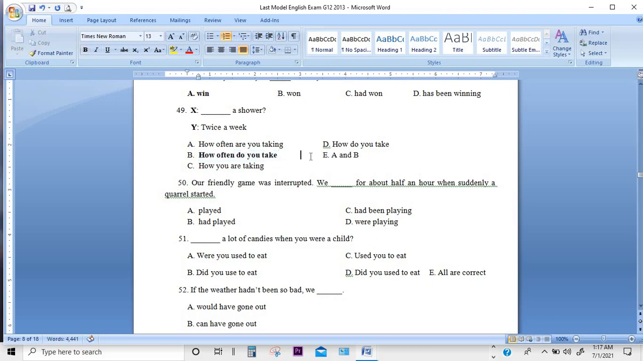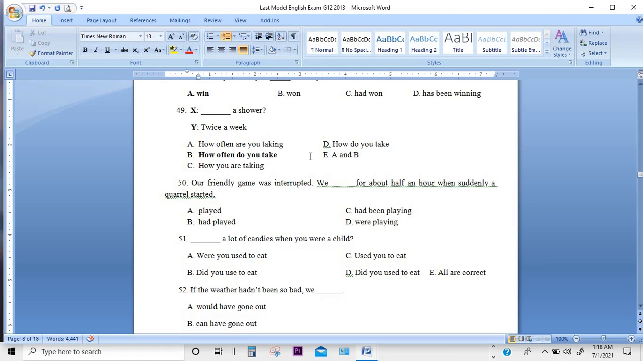Sometimes, of course, there are cases where we use continuous tense, but a native speaker would say both. How often are you taking is also possible.